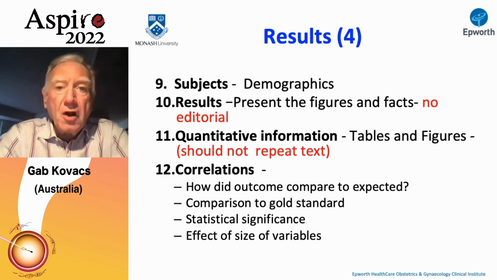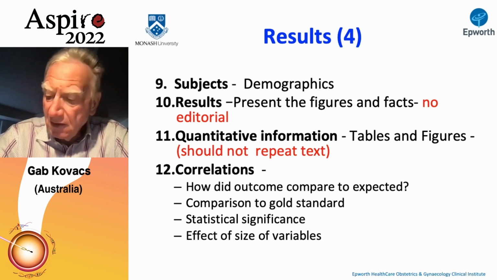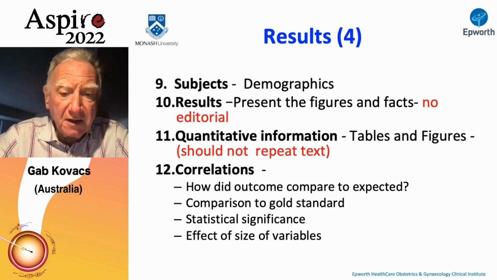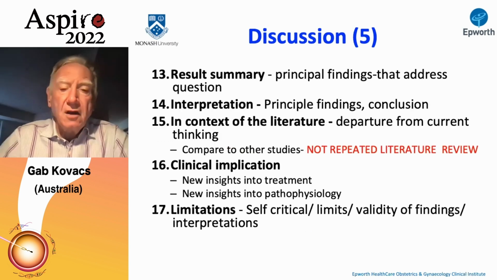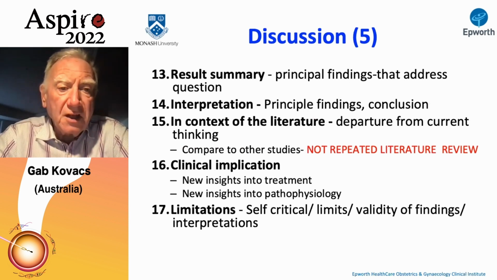Then we get next to our results. And again, that's divided into 4 sections. The results of the subjects, we've had the demographics, the results, and we present the figures and the facts without an editorial, the quantitative information, the tables and figures, and what we've done as tables and figures should not be repeated in the text. And finally, we correlate the findings with what we expected, the gold standard, and where they're statistically significant.